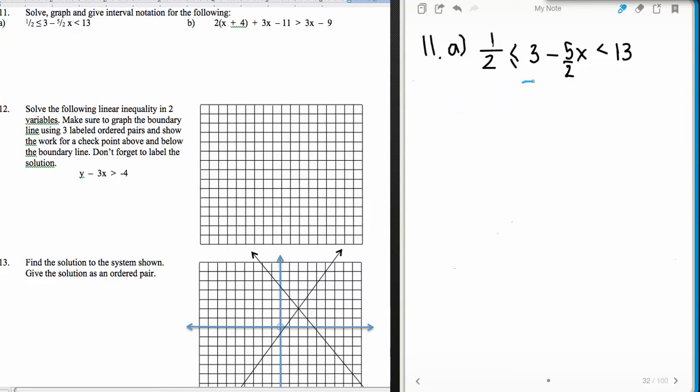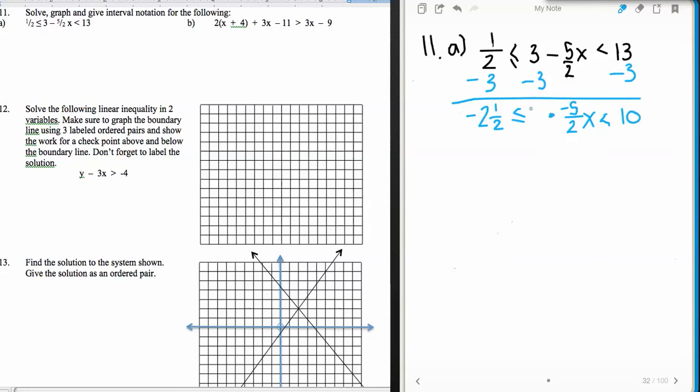So first of all, we want to get this 3 away from the variable term. So we're going to add a negative 3 to all three parts. And so now we'll have a negative 2.5 over here, and then less than or equal to, and we'll have a negative 5/2 x in the middle, and then less than 13 minus 3, which is 10. Now next, we're going to get rid of the numeric coefficient.